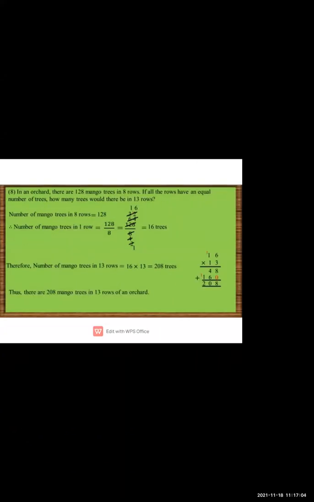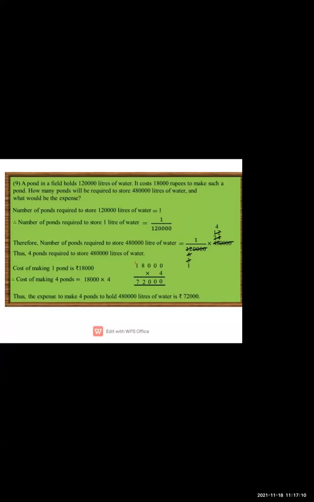Eight as it is, you have to do by your own. This is also the same. And 9 is also the same. So you will do it by your own.